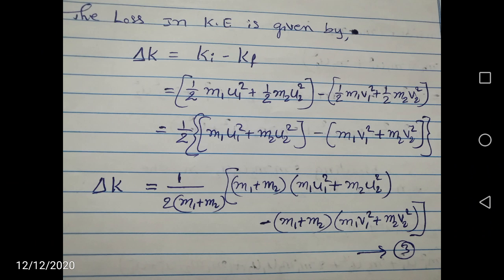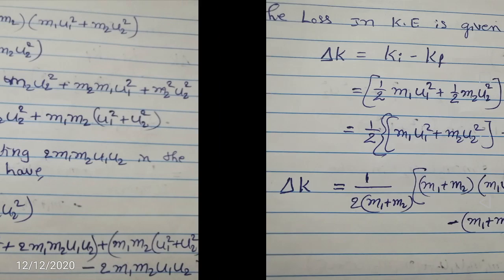That is, delta K equal to 1 divided by 2(m1 plus m2) into (m1 plus m2)(m1 u1 square plus m2 u2 square) minus (m1 plus m2)(m1 v1 square plus m2 v2 square). Let this be equation 3.